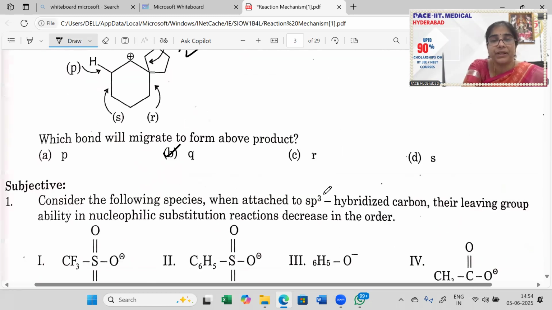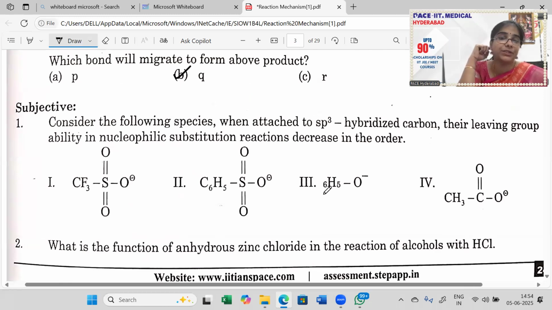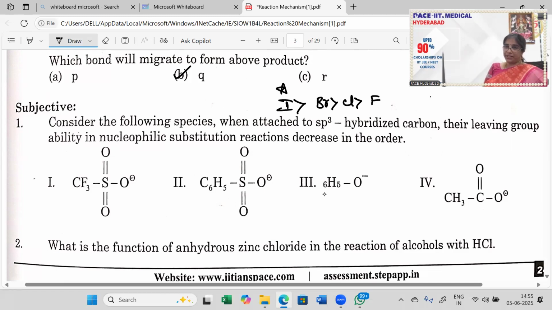All right, next up, consider the following species attached to an sp3 hydrocarbon, their leaving group ability in nucleophilic substitution reactions. Whichever is a better leaving group, which means what? See, F, Cl, Br, I: I is a better leaving group than bromine, then Cl, then F. As we come down the group, the groups are less electronegative, so they want to take up the electron, break the bond easily and go out.